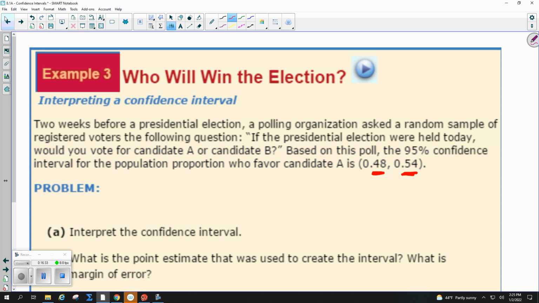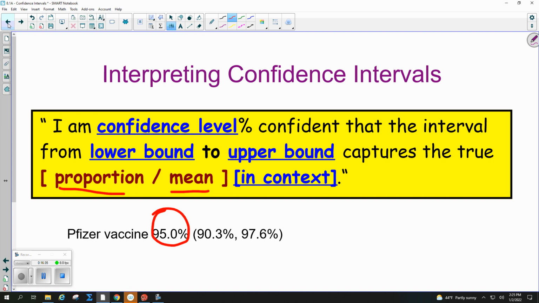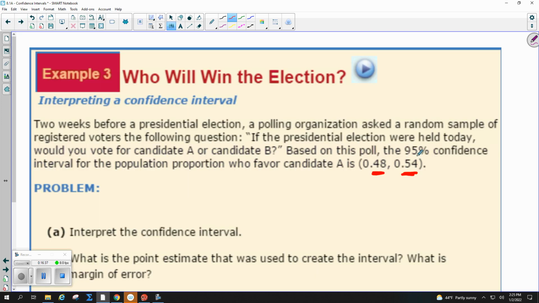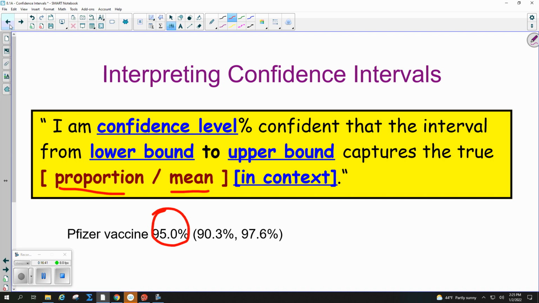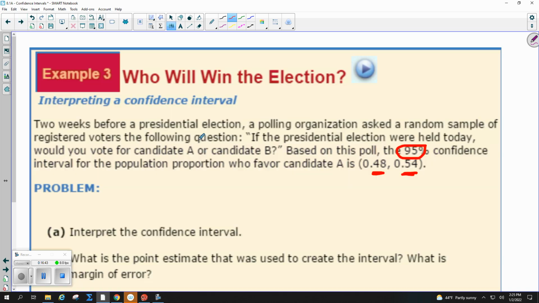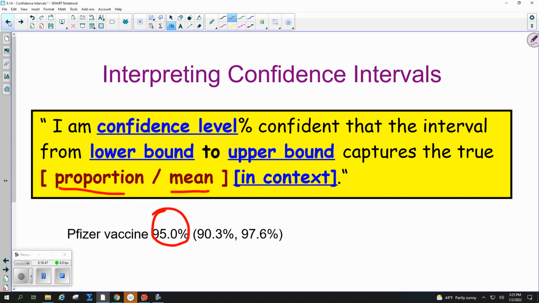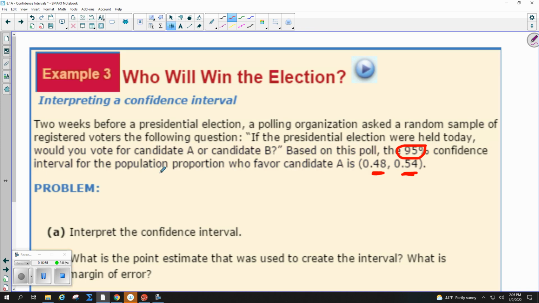So we're filling this in. I am 95% confident that the interval from 0.48 to 0.54 captures the true, and you have to say this part in context. So this would be the true proportion of the population who would favor candidate A.